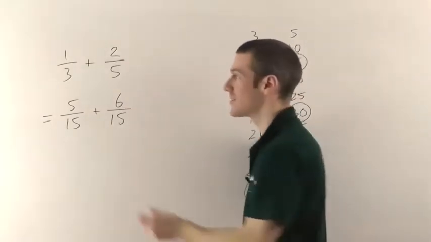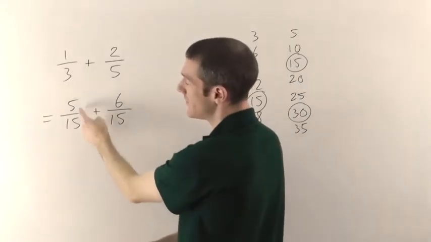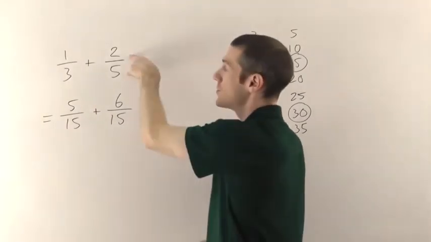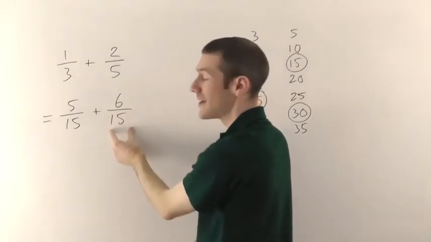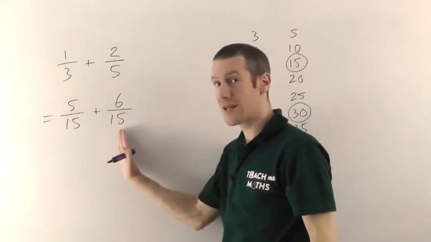And the point here is that this third is exactly the same as 5/15. You can probably see that 5 is a third of 15. This 2/5 here is exactly the same fraction as 6/15. I haven't changed the fractions. I haven't changed the question. This is still exactly the same thing.